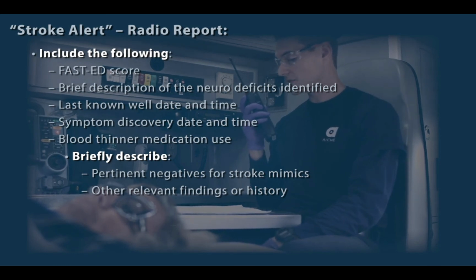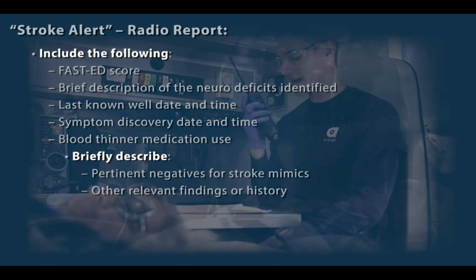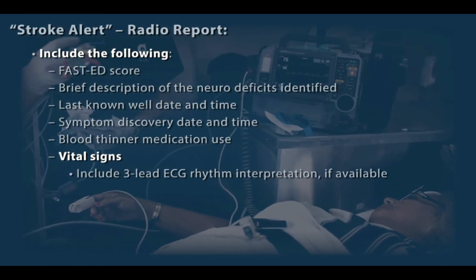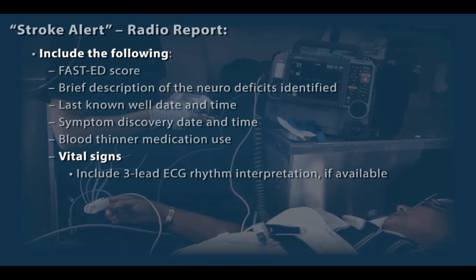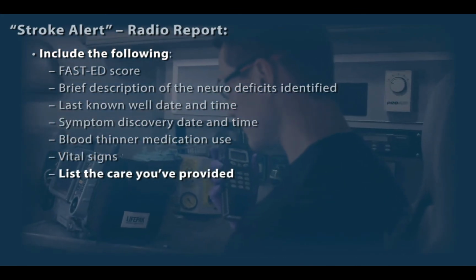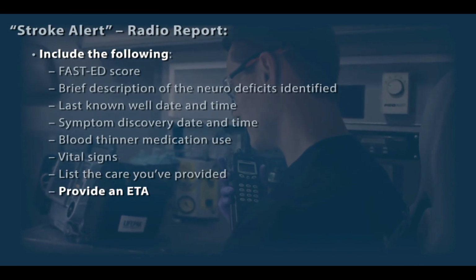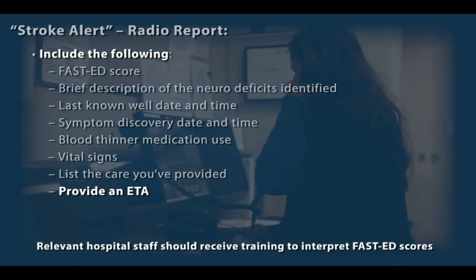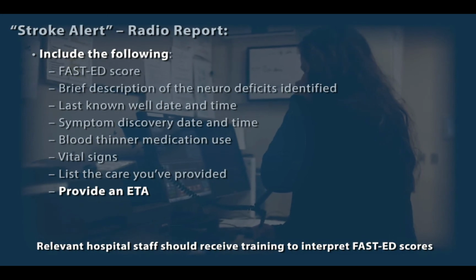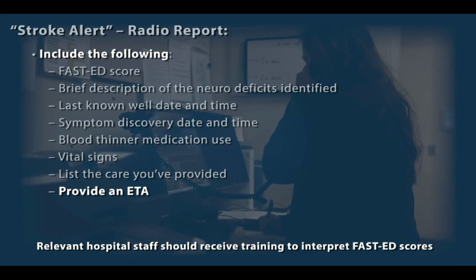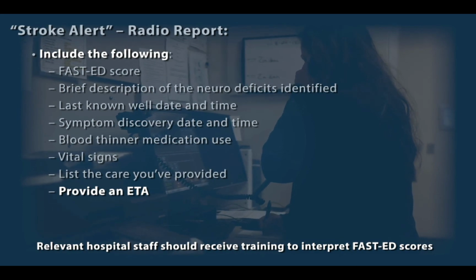If a fall was associated with the onset of stroke, briefly describe the fall and the presence or absence of signs of injury. Provide a list of vital signs, including a 3-lead EKG rhythm interpretation if available. List the care you have provided, and finally, provide an ETA to the receiving hospital. Relevant staff members at your local stroke centers should receive training on FAST-ED in order to interpret the reports provided by EMS during their stroke alerts.